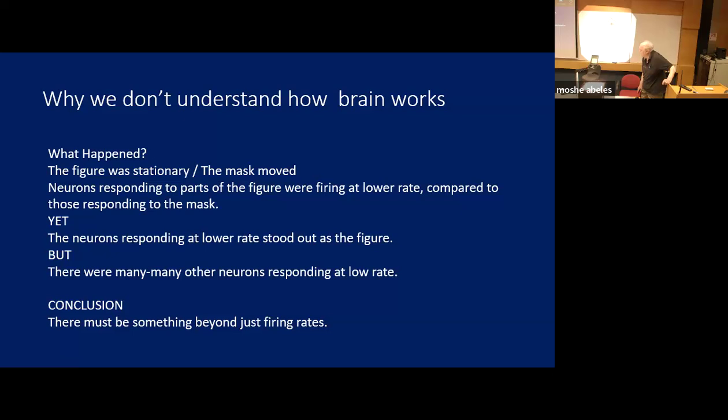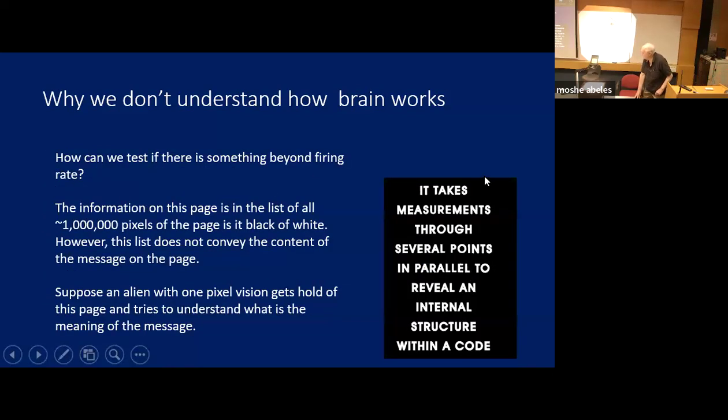Okay. So the conclusion is that there must be something beyond just firing rate. Now, how can we test if there's something beyond firing rates? Here is a page with some text. It takes measurements through several points in parallel to reveal an internal structure in the code.